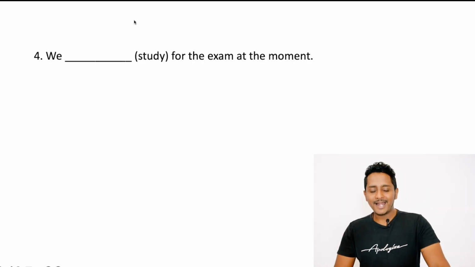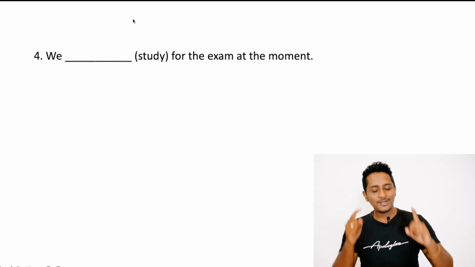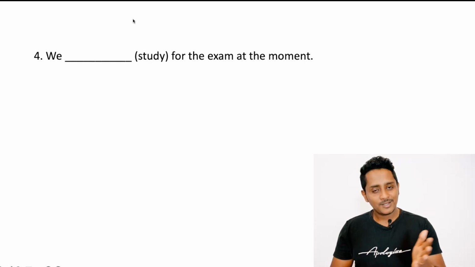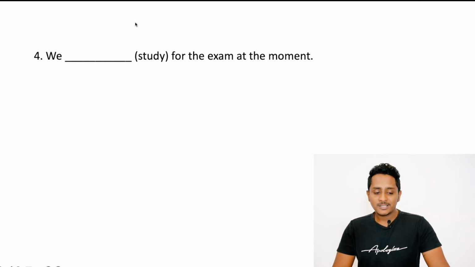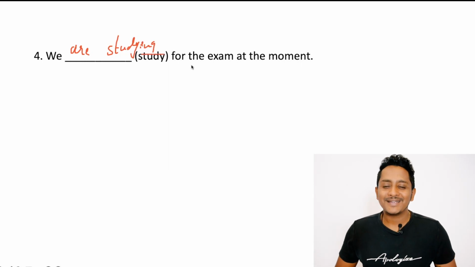Dash for the exam at the moment means something that is happening right now. When you want to represent that an event is happening right now, you're going to make use of continuous tenses. It's present continuous tense, so it's we are studying for the exam at the moment.